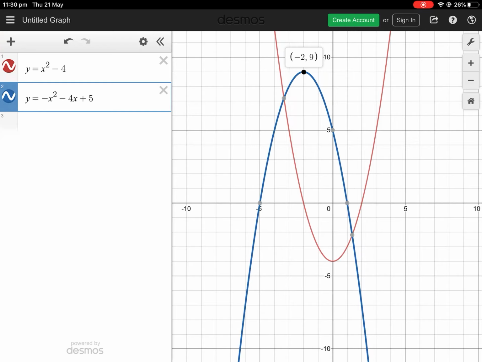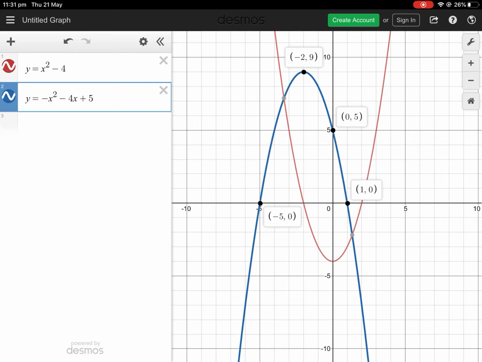Now the coordinates of the y-intercept. I can touch here. My y-intercept is at 0, 5. It is asking me for the coordinates, so give both numbers if it says that. Coordinates of the x-intercepts are here and here, so -5, 0 and 1, 0.